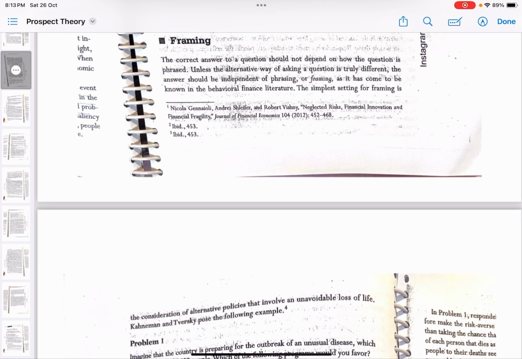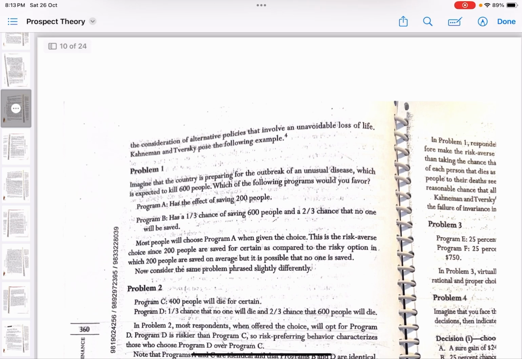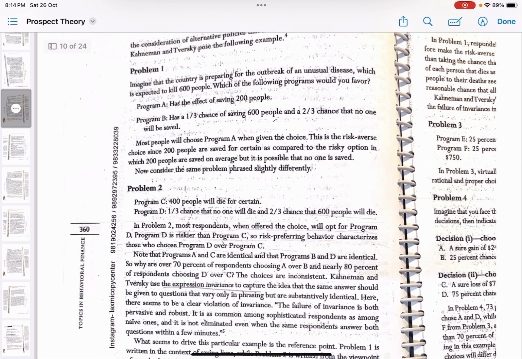Okay, so the simplest setting for framing is the consideration of alternative policies that involve an unavoidable loss of life. Let's look at the problem, then you'll understand what I'm saying. Imagine that the country is preparing for an outbreak of an unusual disease which is expected to kill 600 people. Which of the following programs would you favor?